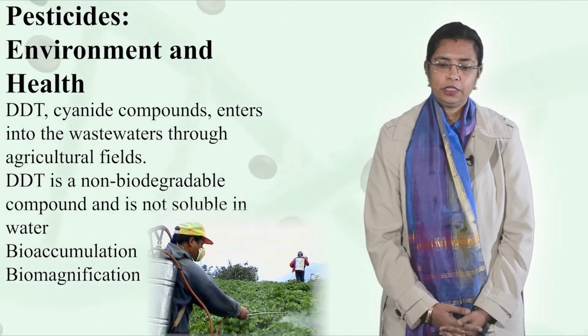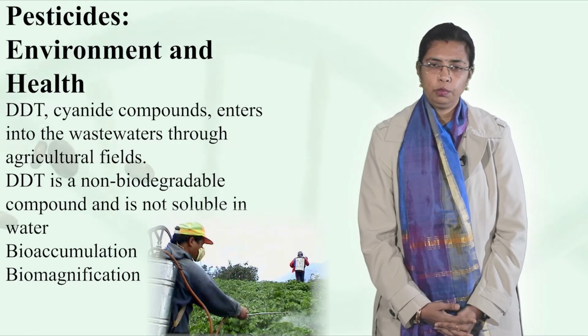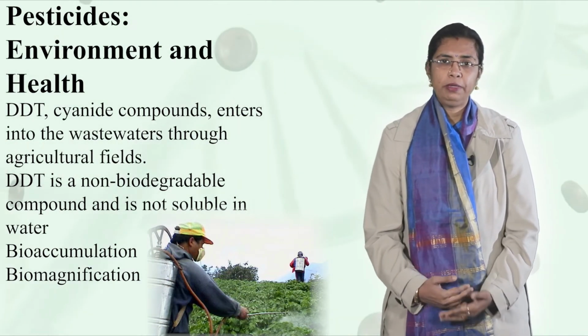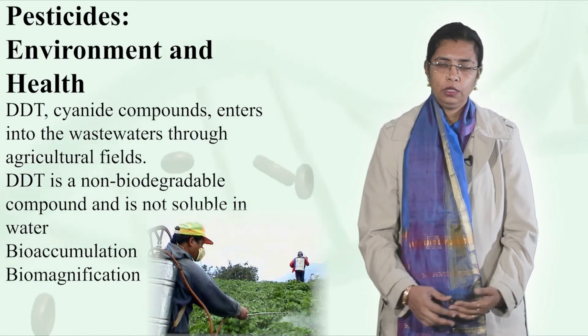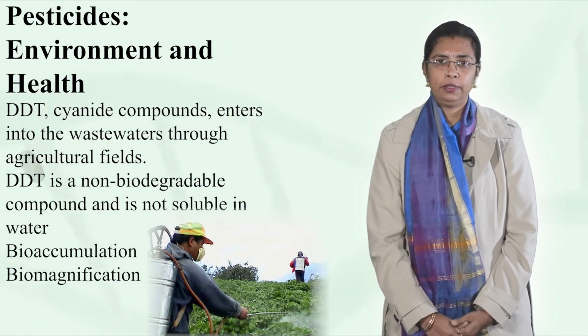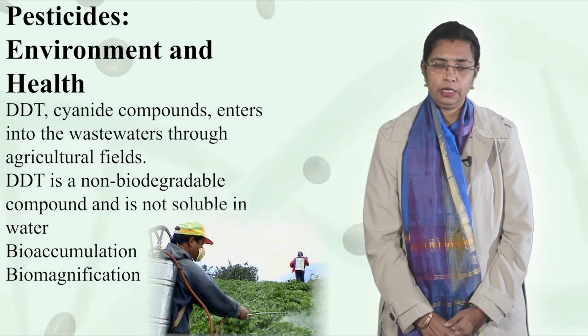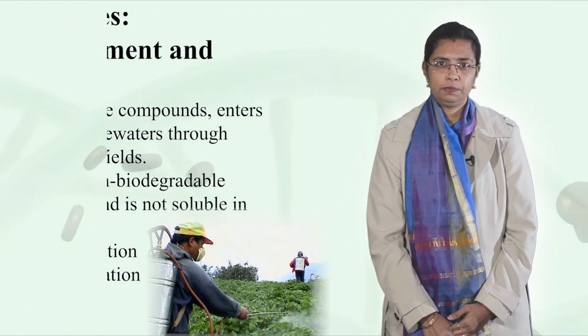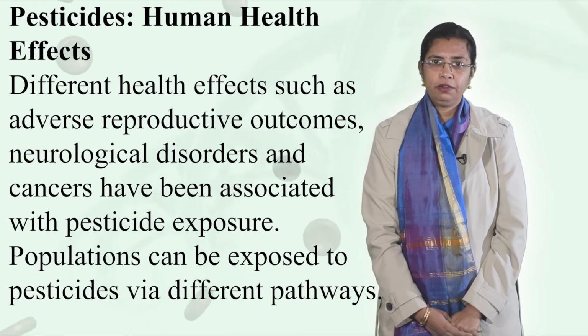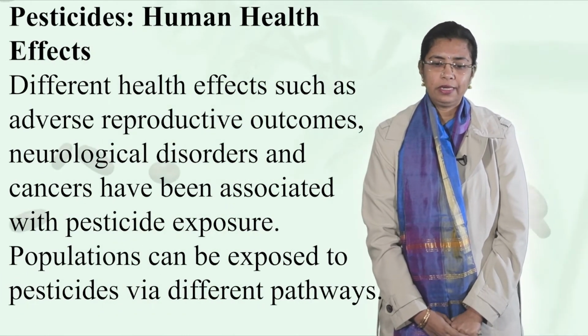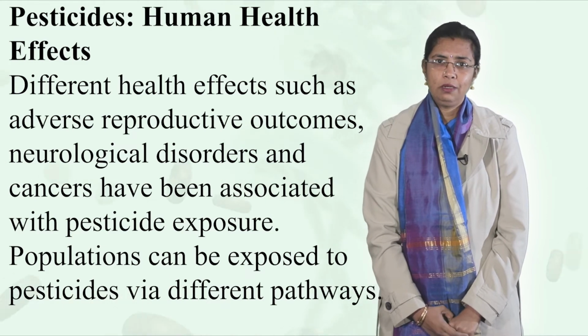This DDT is a non-biodegradable compound and it is not soluble in water. It can bioaccumulate. So, human beings are at the end of the food chain. We can bioaccumulate that amount and it can cause irreversible damage in our body, and it also biomagnifies. Often we have experienced certain strange physiological effects when we go near the plants that are sprayed with chemicals. There are a host of health problems that arise due to the spraying of these chemicals, and there could be adverse reproductive outcomes, neurological disorders, and cancers have also been associated with pesticide exposures.